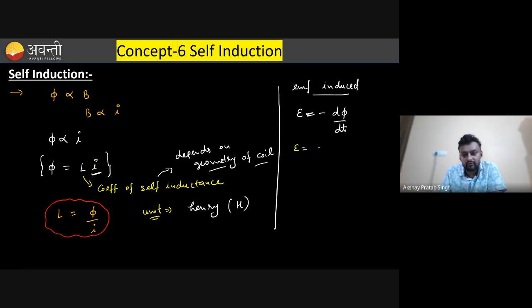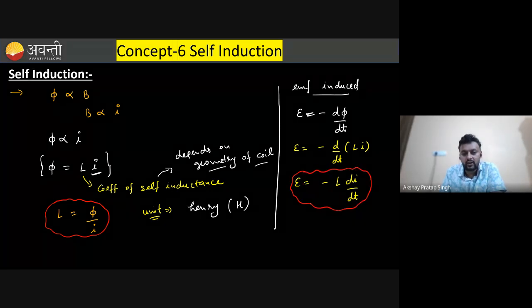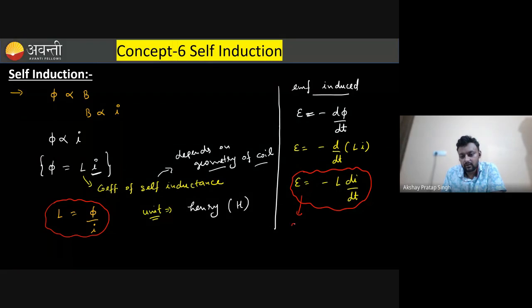Now put the value of phi. Phi is what? Li. L is a constant, so E will become minus L di over dt. What does it signify? This is going to be the self-induced EMF, the golden equation. Self-induced EMF.